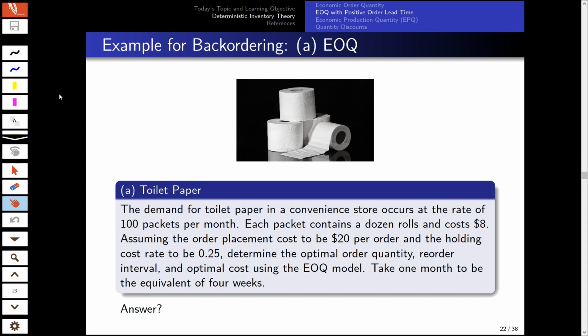We are now at the third part of our lecture regarding inventory theory, where in the first part we treated the deterministic models, meaning that we assume that all our input factors are known with certainty, and then we abstract from uncertainty.